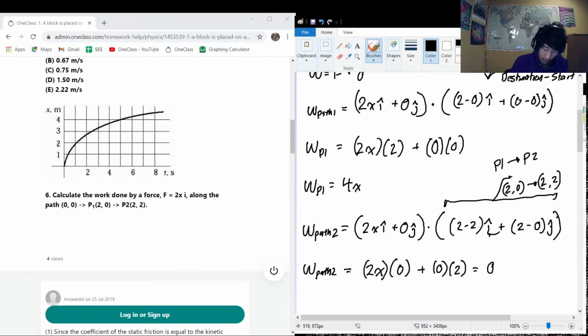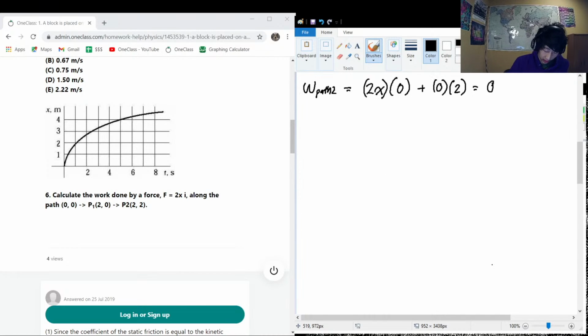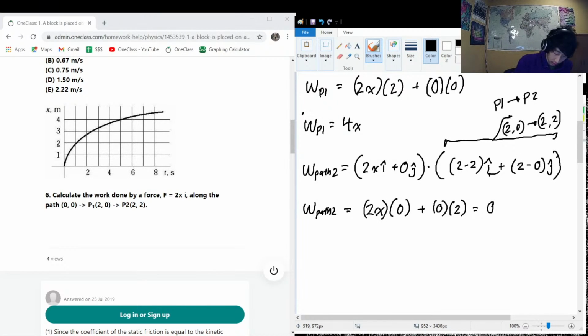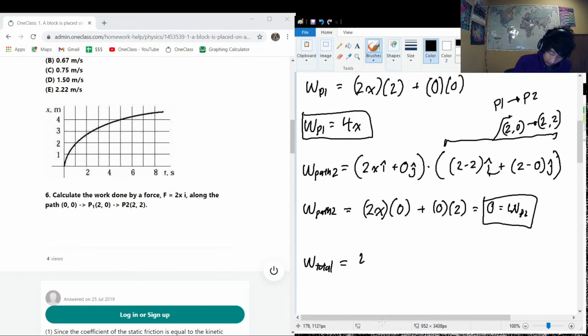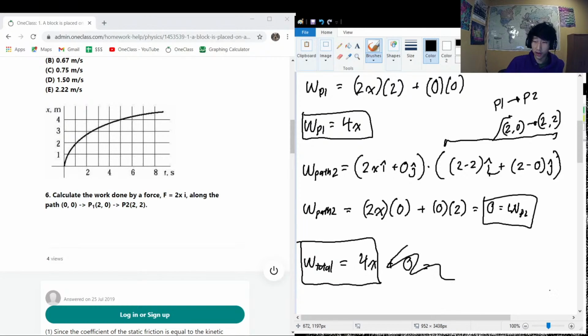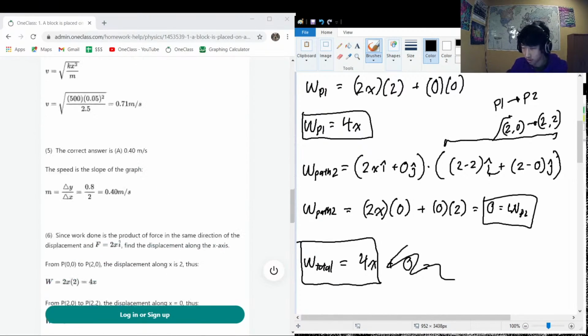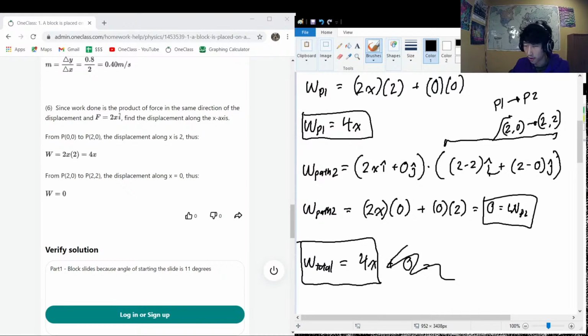Okay, so we have our work from path 1 and our work from path 2. We know that our net total work is going to be equal to them added up. So it's going to be 4x plus 0. So it's just going to be 4x. Okay, so that's going to be our total work. Awesome. Hopefully we have the same conclusion here. Yeah, it's going to be 4x.